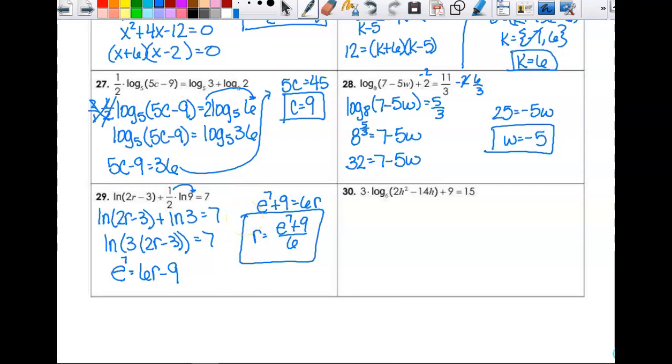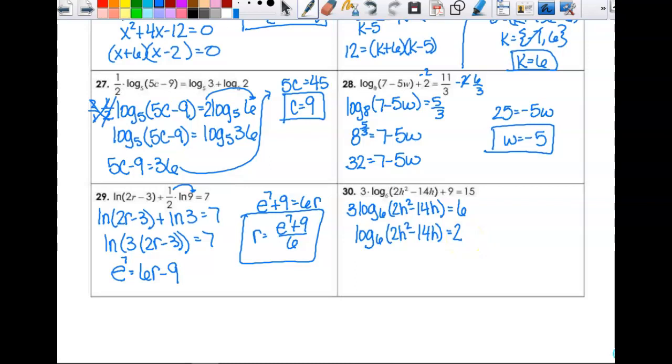All right, so last one of these. Once again, I could take this and make this an exponent, then I have to cube this, but I think I'll just let him hang out there for a minute and see what else we could do with him. 3 times log base 6 of 2h squared minus 14h equals, well, 15 minus 9 is 6. So now I'll just divide both sides by 3, and I will get log base 6 of 2h squared minus 14h equals 6 divided by 3 is 2.